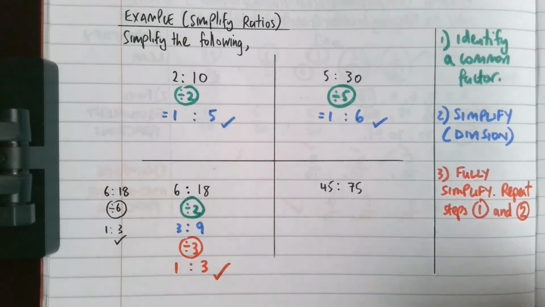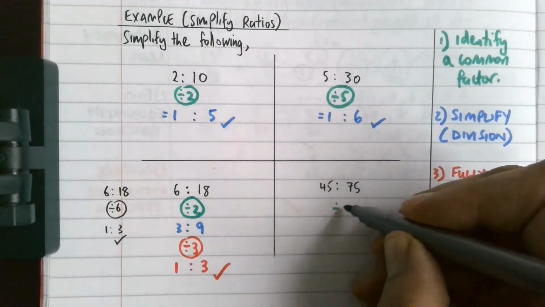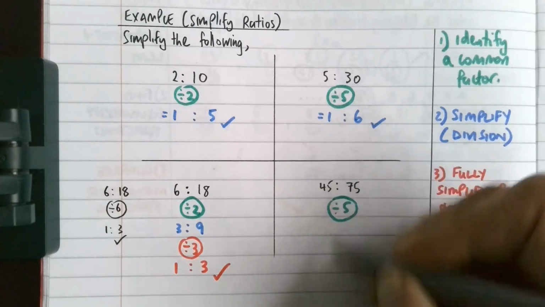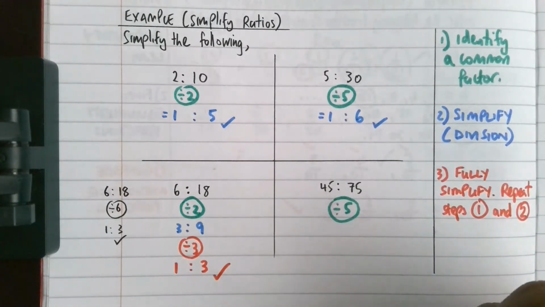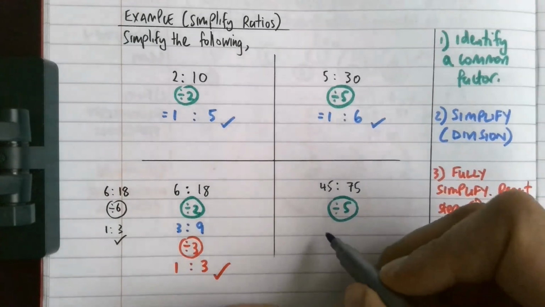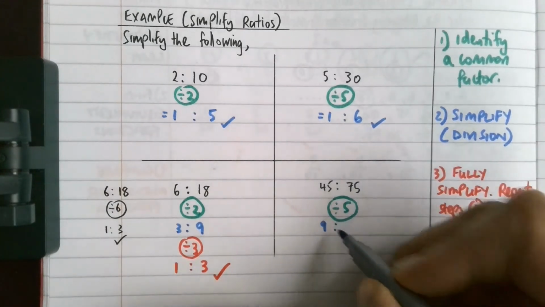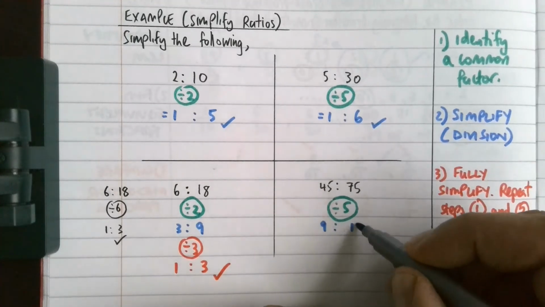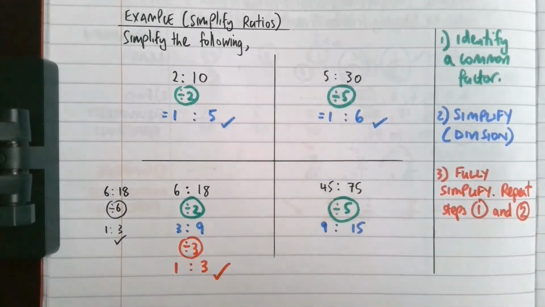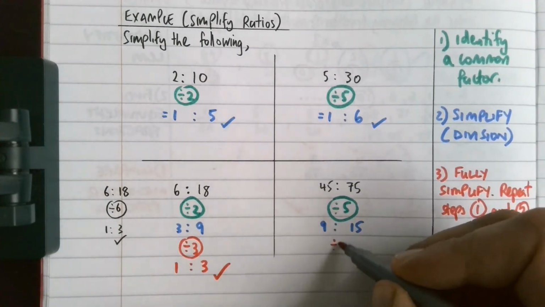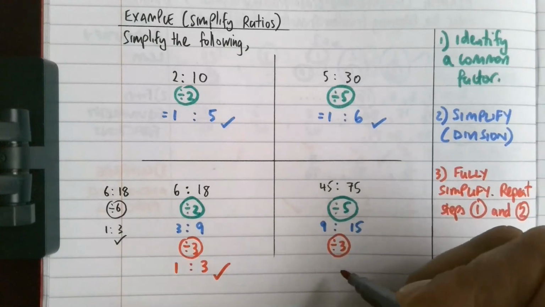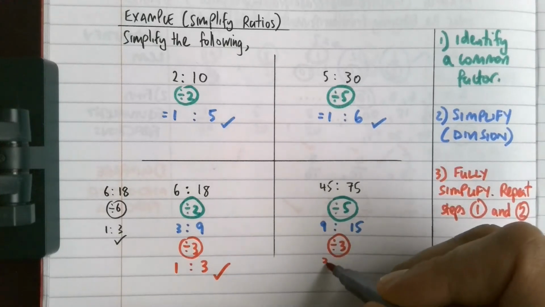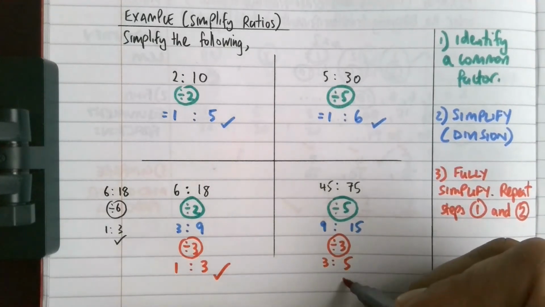Right, so for 45 to 75, I know that 5 goes into both. Okay? 45 and 75 can both be divided by 5. So 45 divided by 5 is going to be 9. 75 divided by 5 is going to be 15. And that can be simplified further because 3 goes into both. So if we divide both parts of that ratio by 3, we end up with 3 to 5. And that is a fully simplified version of the ratio we started with.